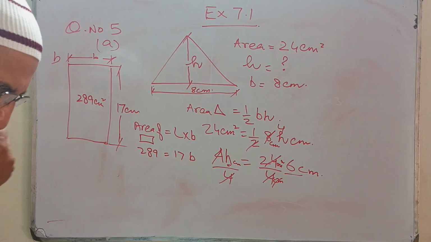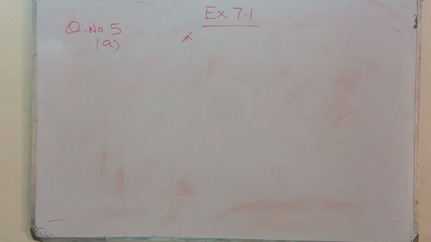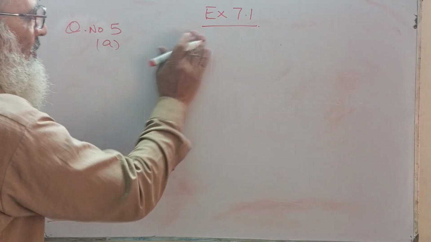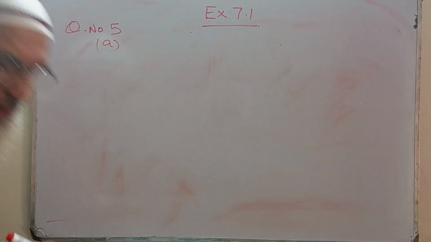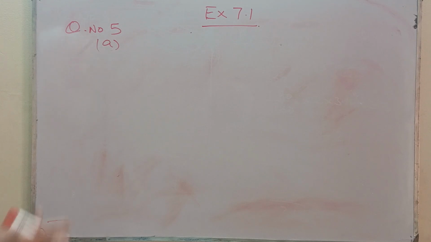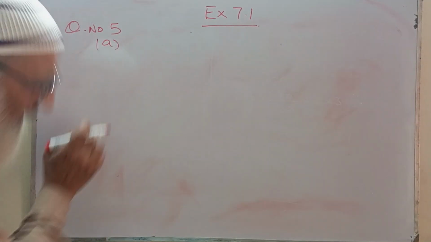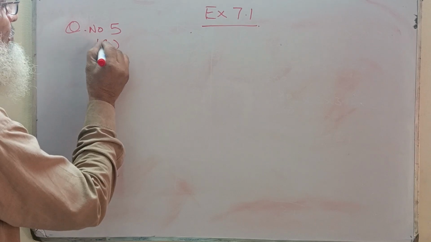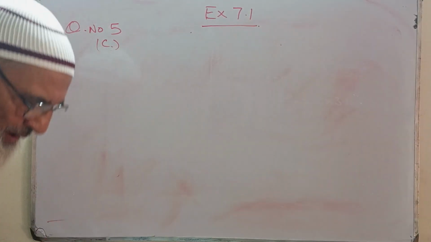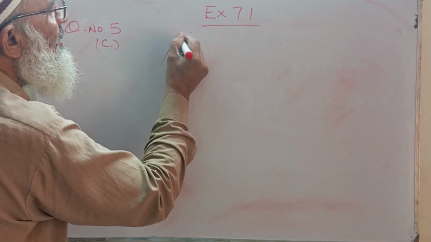Now part C. If you remember all the areas, you will easily be able to do the questions. Now this is a rhombus, with one side at a right angle. Maybe it is at a right angle, but two sides are converging and two are parallel. So this is part number C now. Part C is like this.